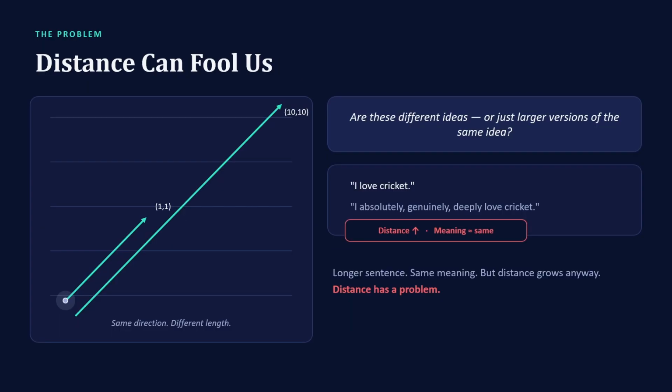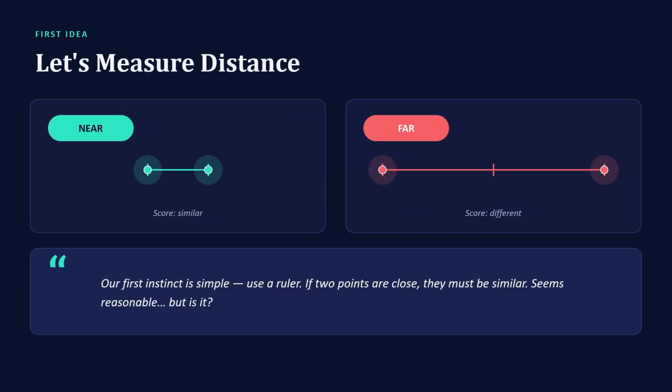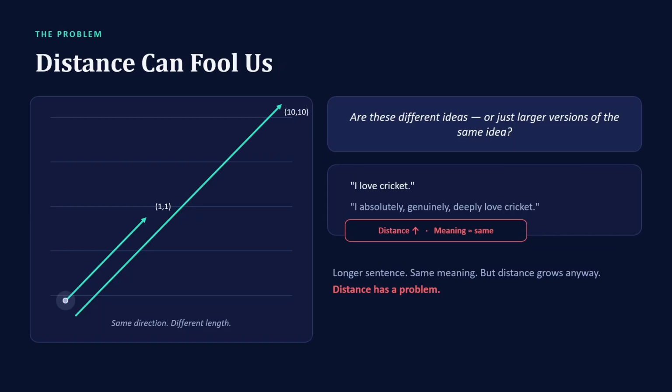Take two sentences. The left-side arrow is "I love cricket". The right-side arrow is "I absolutely, genuinely, deeply love cricket". The distance is increased, but the meaning remains the same. The longer the sentence, with the same meaning, the distance grows anyway. So distance has a problem. Earlier we saw that if distance is close, they are similar. But in this case, even though the meaning is similar, the distance is very, very far.